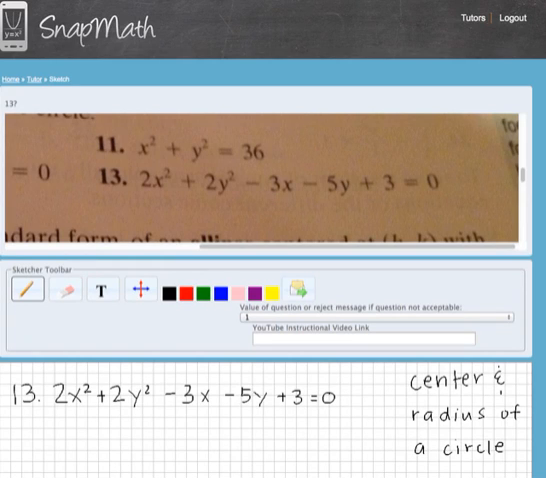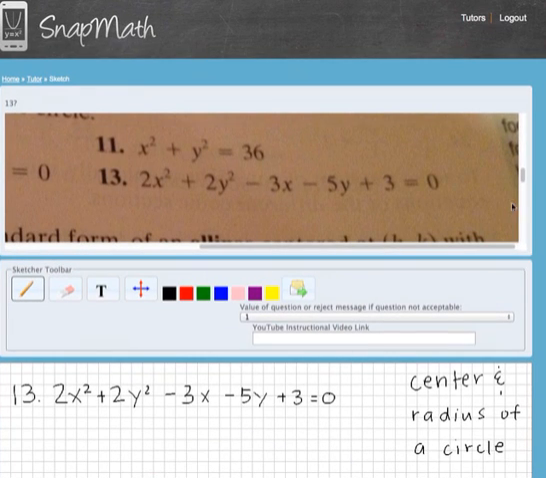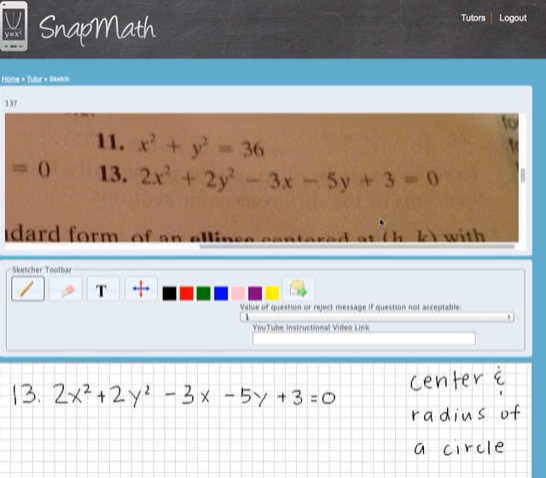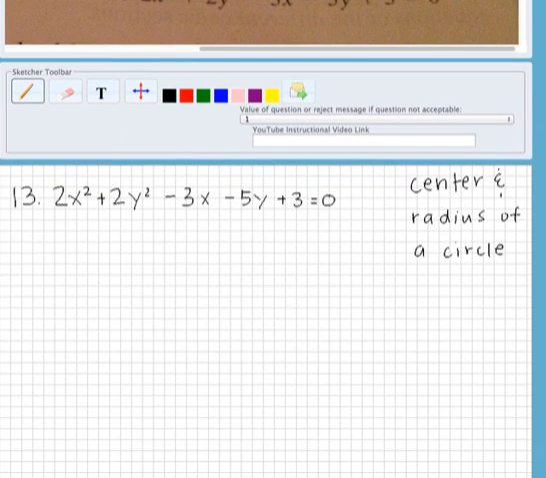Hi, we're going to do number 13 today, and it asks us to find the center and radius of the circle of the equation that they've given us. And so the equation is 2x squared plus 2y squared minus 3x minus 5y plus 3 equals 0.